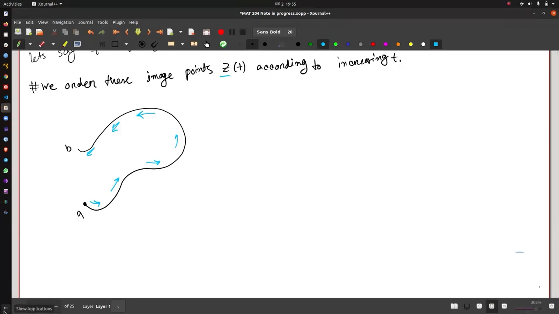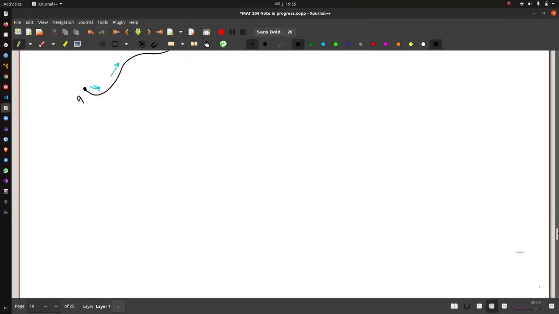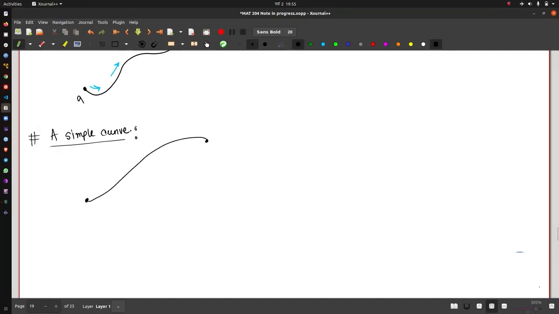So with that, let's introduce some kinds of curves that we will see in the rest of this course. And the first thing we're going to discuss is a simple curve. What is a simple curve? The definition is that it does not intersect itself. That means if you have a curve like this from one point to another in the complex plane, this can be regarded as a simple curve.